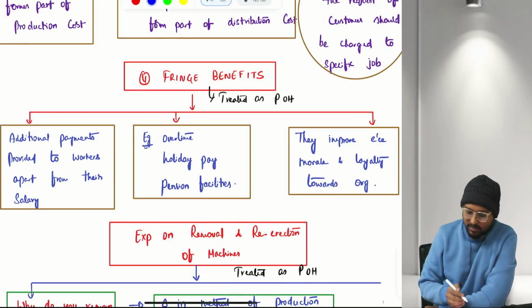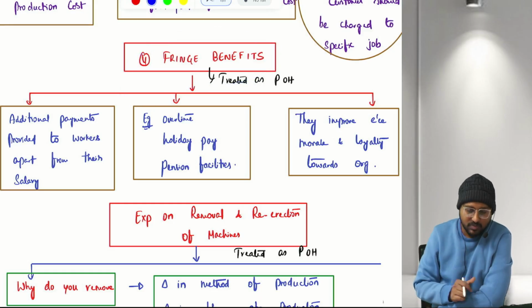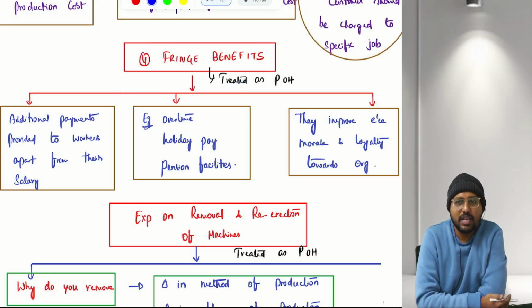What is the next one we have? Fringe benefits. Okay, right. Now see, what is fringe benefit? Taxes is done, right? Tell me.